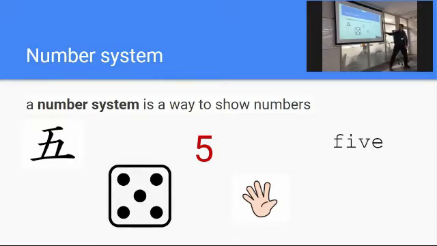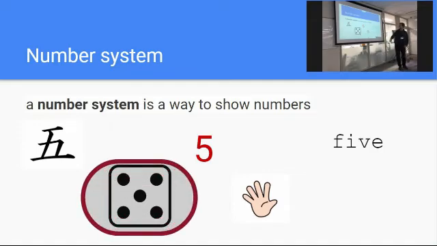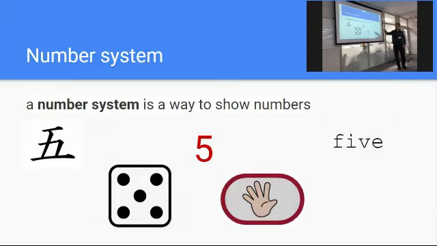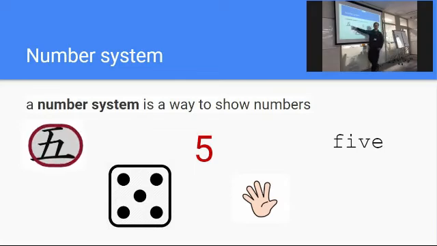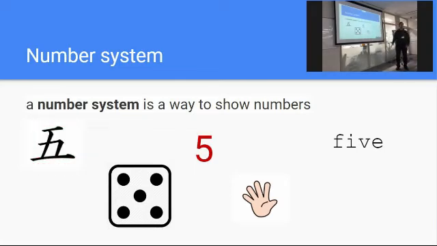If you recognize this, what's this? Anyone? Dice. Dice, great. So we can show numbers like that on a dice, or in words, or using your hand, or even in, what's this over here? Kanji, right? So we can do it in loads of different ways, but it's all the same number. It's the same number 5. Let's look at the next slide.